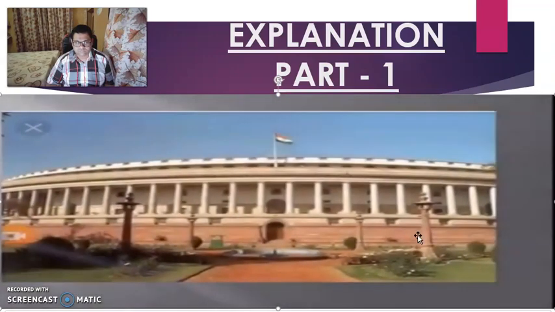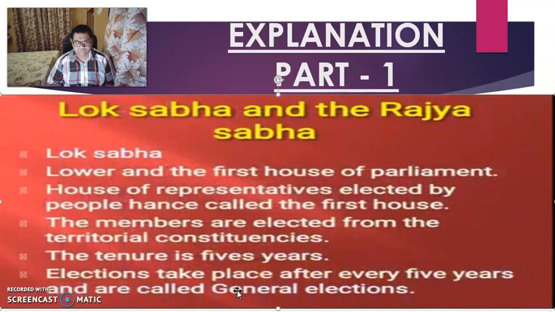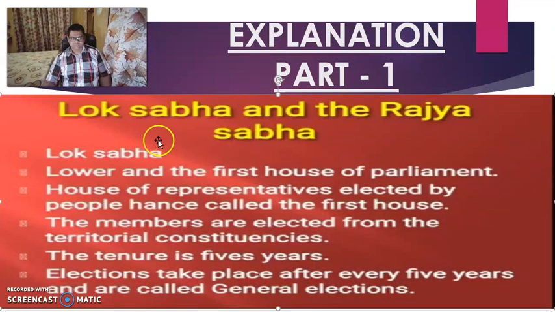Now, this is our parliamentary house in New Delhi. We are going to learn about the parliamentary house, which has the Lok Sabha and the Rajya Sabha. We are going to learn in detail what the Lok Sabha and the Rajya Sabha are. First, we will talk about the first house, the Lok Sabha. Lok Sabha is also called the lower and the first house of parliament.